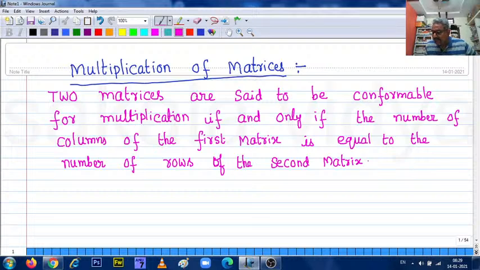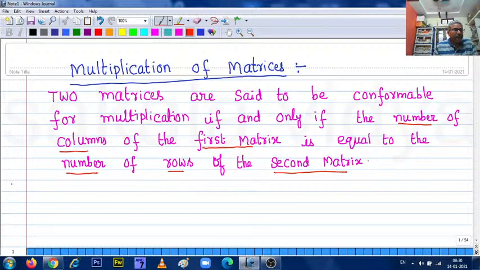Otherwise the product is not defined, the multiplication is not defined. Two matrices are said to be conformable for multiplication if and only if the number of columns of the first matrix is equal to the number of rows of the second matrix.